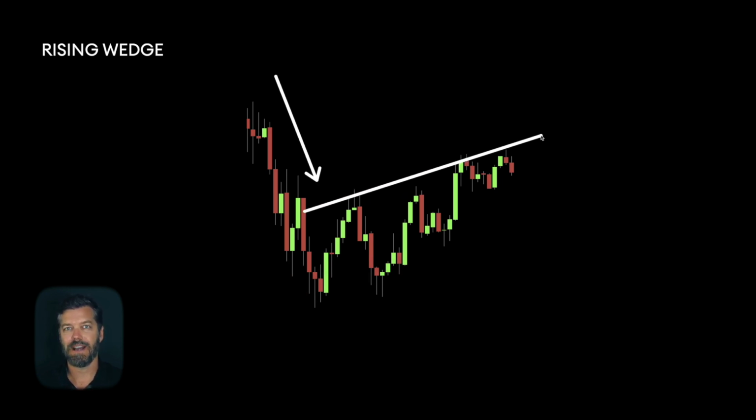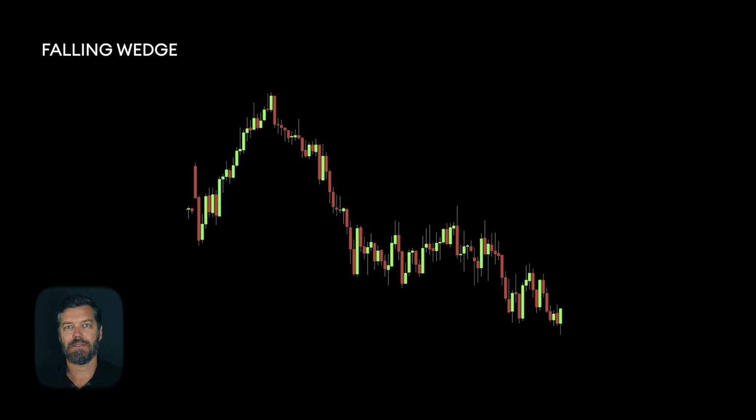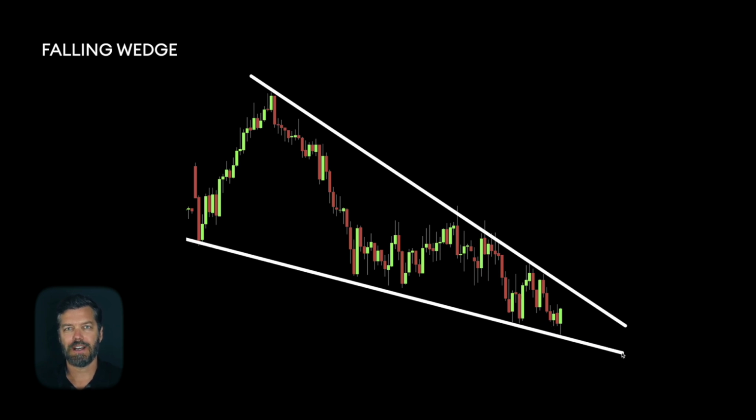The rising wedge pattern forms during a pullback, but the price is likely to break below the bottom trend line, continuing the bearish momentum. Next, we have the falling wedge. This time, both the top side and bottom side are sloping downward. The top side forms lower highs and the bottom side forms lower lows, but just like the rising wedge, the trend lines are converging, indicating a potential breakout.